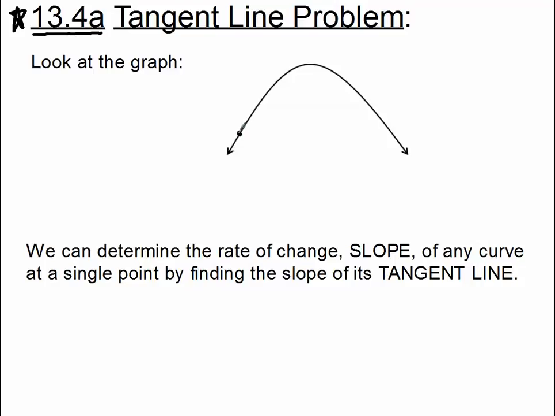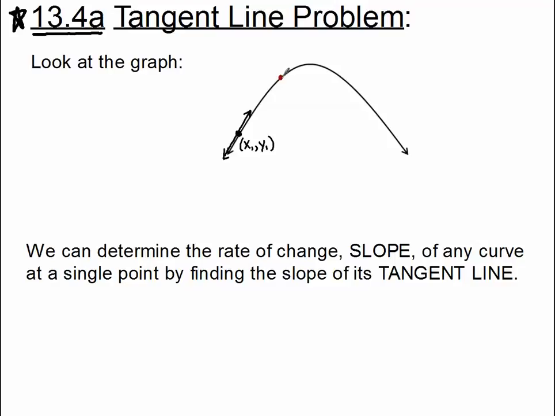For example, if I talk about this point, and I'll label this as x1, y1, if I were looking for the slope at this one point, what I would need to do is find the slope of the line that's tangent to the curve at that one point. So I'm going to do my best to draw a nice tangent line to this curve. So let's say that that's the tangent line to the curve sharing this one point. If I could find the slope of this tangent line, then that would be the slope of this curve at that point.